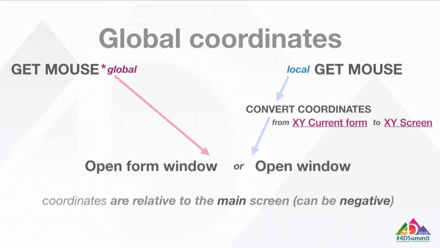So let's say you have a second monitor to the right side of the main screen, then the global X coordinate will be larger than the screen width of the main screen. If your second screen is to the left side of the main screen, then the X coordinate will be a negative value. See, it's a global coordinate system. And basically, when you want to position your window on a second or third screen, then you need to pass global coordinates to the command open form window.